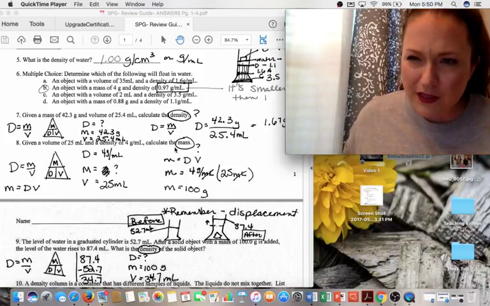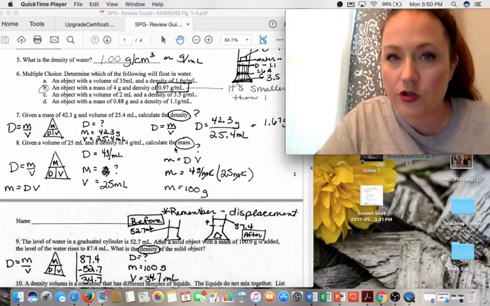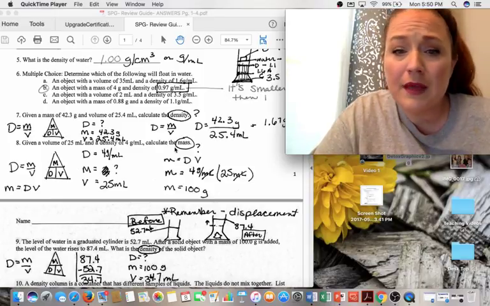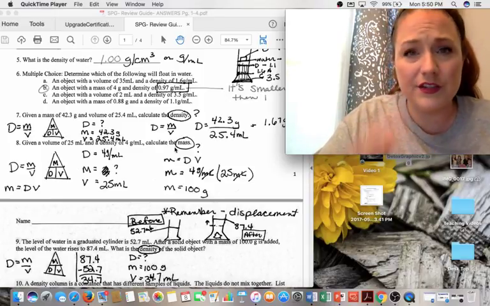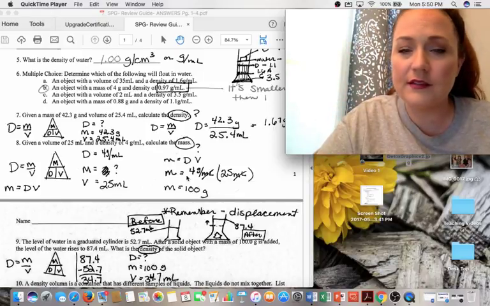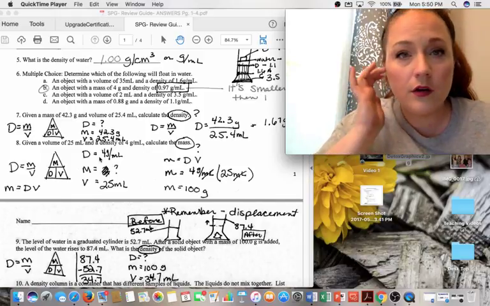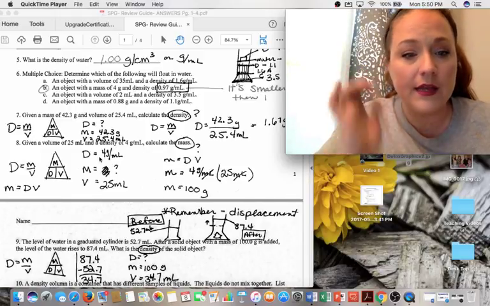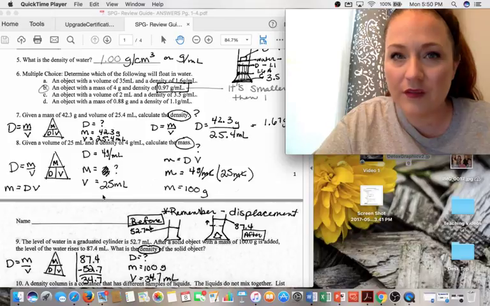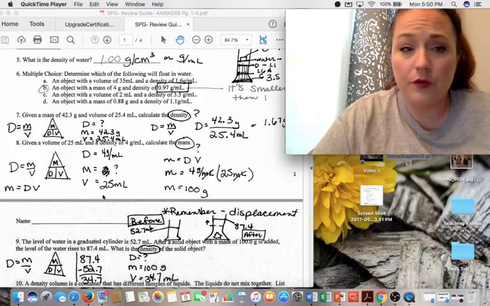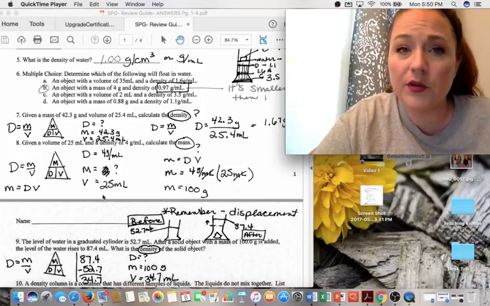Now, it's really important to remember that you've got to make sure your units match, because you can't just all of a sudden multiply a milliliter times a liter. So my density is 4 grams divided by milliliters, and my volume is 25 milliliters. Both my density and my volume have milliliters, so I'm good to go. The formula again is m equals d times v.